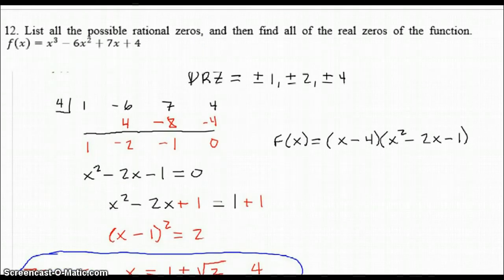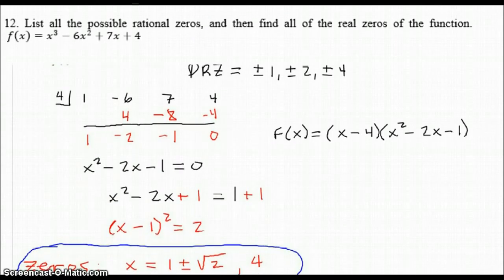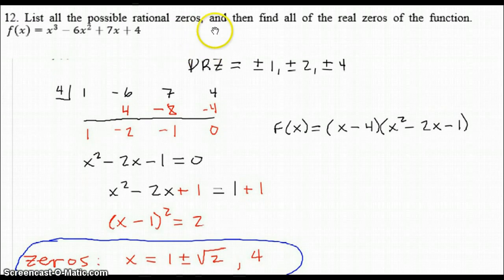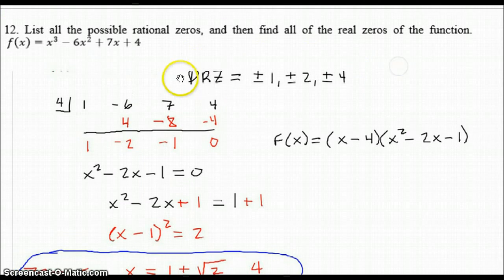Alright, so this will be the last one for this segment. We want to list all the possible rational zeros and find all the real zeros. So first of all, the possible rational zeros are found by taking the factors of the constant and dividing them by the factors of the leading coefficient. So that gives us a total of 6 possibilities.